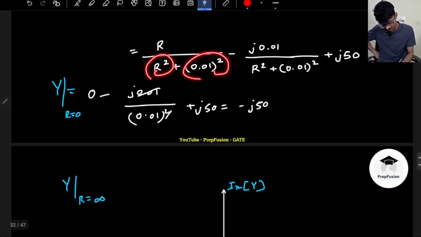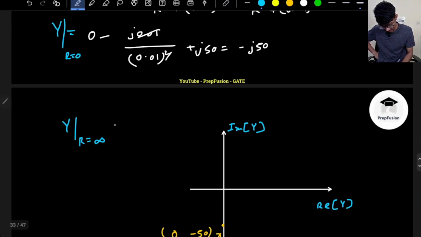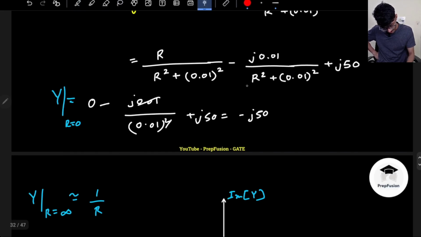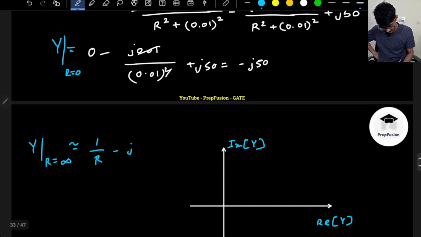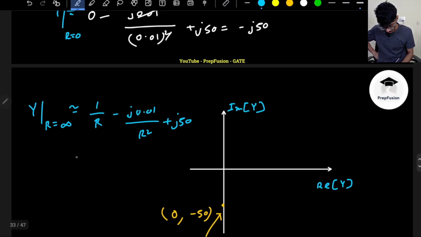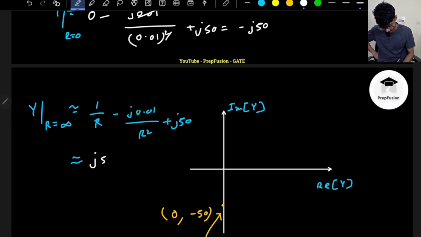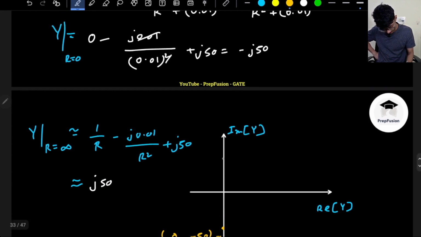This one will dominate over this, so it will be r by r square, so it will be 1 by r basically. So approximately it will be 1 by r. Okay, what about this one? Again this one will dominate over this, so approximately this will be 0. Minus j 0.01 divided by r square, plus j 50 is a constant number. Of course r is tending towards infinity, so this will be 0, this will be 0, so ultimately it will be plus j 50. At r equals to infinity, this value is plus j 50. That is 0 comma 50.